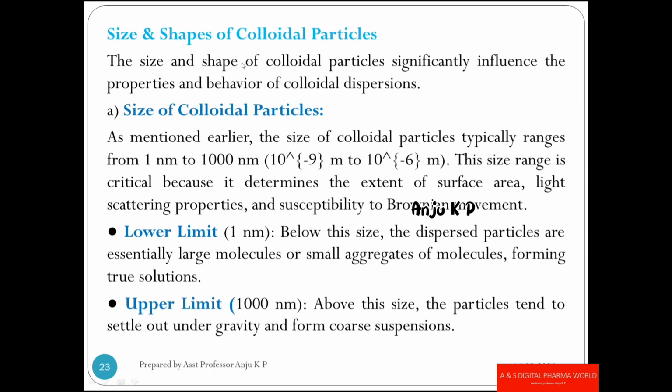Next, size and shape of the colloidal particles, which influence the properties and behavior of the colloidal dispersion. Coming to the size of the colloidal particles, we know it is 1 to 1000 nanometers, right? So we have a lower limit and an upper limit. The lower limit is 1 nanometer. Below this size, the dispersed particles are essentially large molecules or small aggregates of molecules forming a true solution. At the upper limit, the particles tend to settle under gravity and form a coarse suspension. Below 1 nanometer is called a true solution; above the upper limit is a coarse suspension or coarse dispersion.